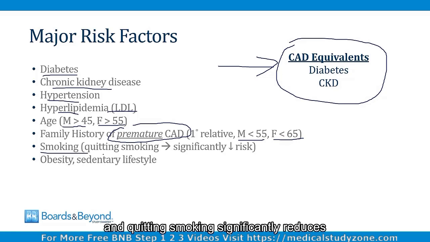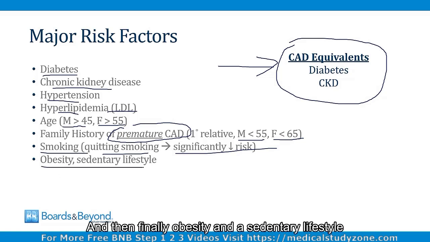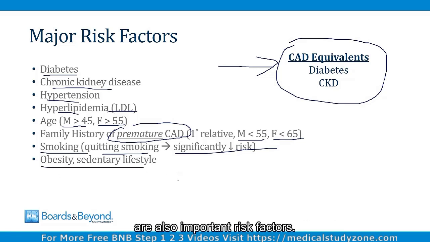Smoking is a risk factor, and quitting smoking significantly reduces the risk of coronary disease. And then finally, obesity and a sedentary lifestyle are also important risk factors.